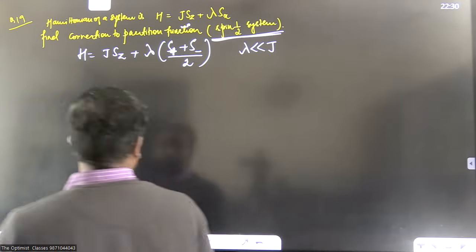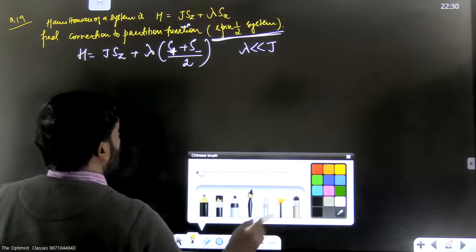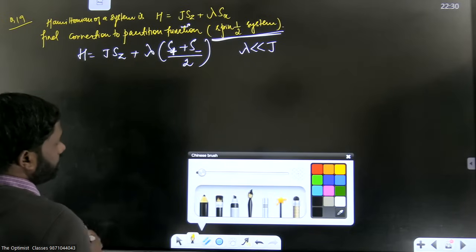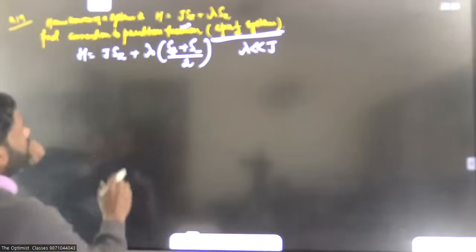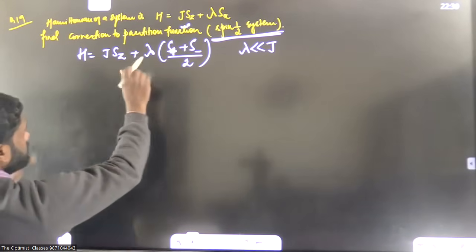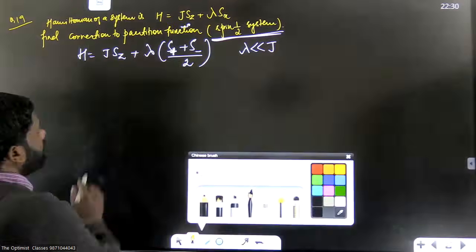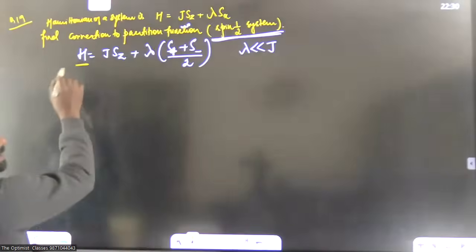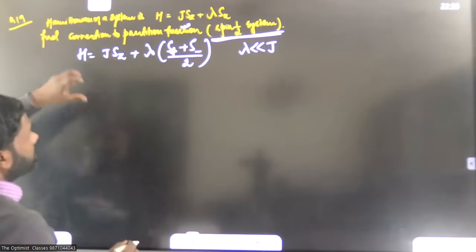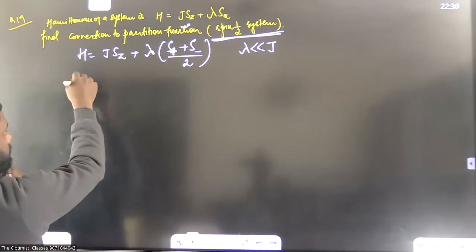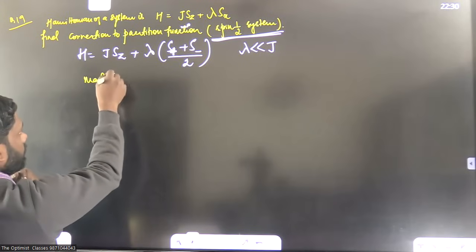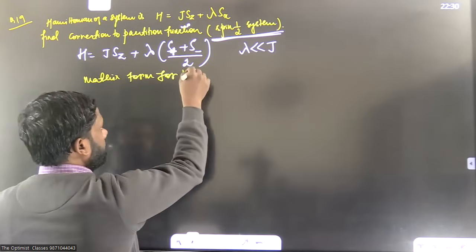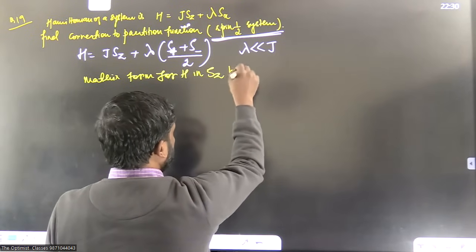So here, what we can do is, this is an operator, so we have to calculate its energies. What I'm going to do is write its matrix form. Let us calculate its matrix elements. We are going to write the matrix form of this Hamiltonian in the Sz basis. Matrix form for H in Sz basis.